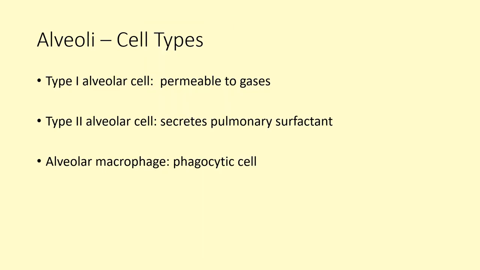Now in the alveoli, there's different types of cells. There's what we call type 1 alveolar cell, which is very permeable to gases. So that's going to allow the exchange to occur. The gas can pass through it. Type 2 alveolar cells secrete the pulmonary surfactant. That's going to help keep the alveoli from collapsing, which in turn ultimately helps keep the lung from collapsing.